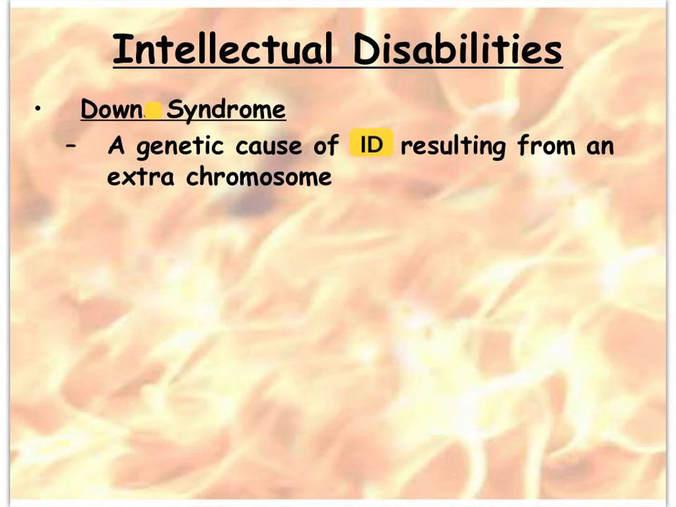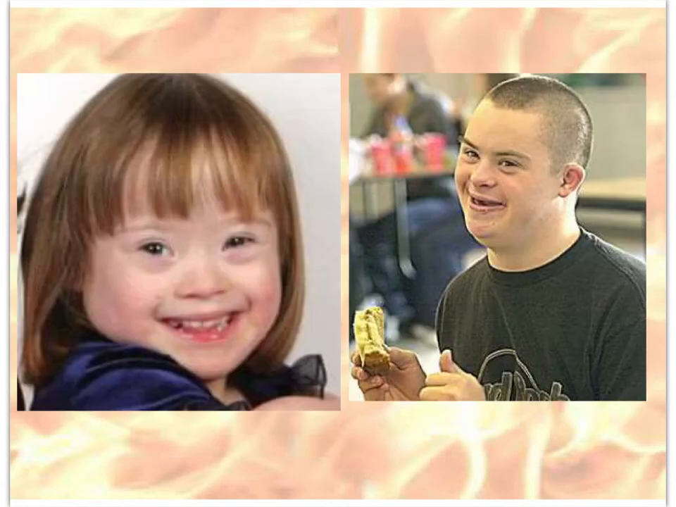Again, most people with Down syndrome would be only mildly affected. You'll find that Down syndrome is often recognizable. So it's characterized by this flat-looking facial feature, this weak muscle tone or hypotonia. So here are two pictures of people with Down syndrome.